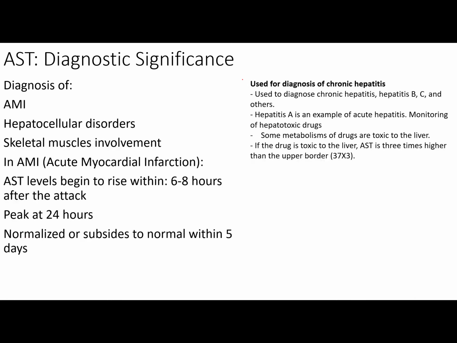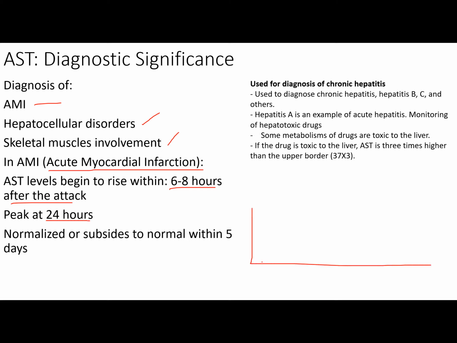Now, what is the diagnostic significance of AST, class? Its diagnostic significance is in the use of AMI, hepatocellular disorders, and even skeletal muscle involvement. Now, in AMI, in acute myocardial infarction, AST levels begin to rise within 6 to 8 hours after the attack. It peaks at 24 hours.